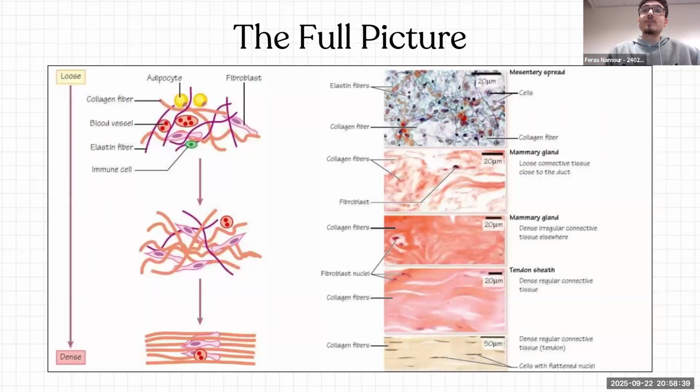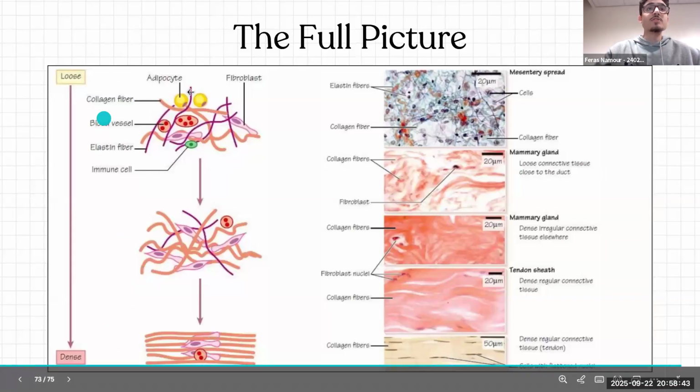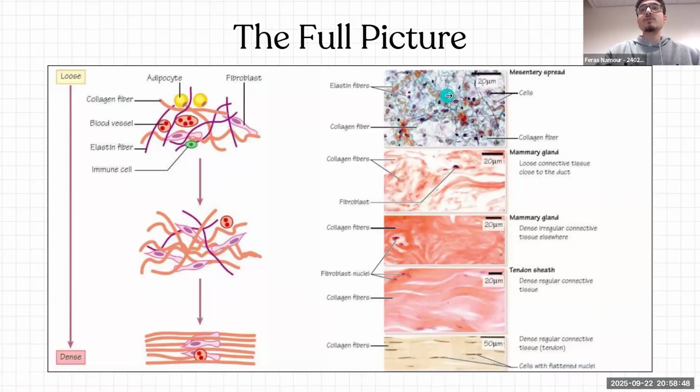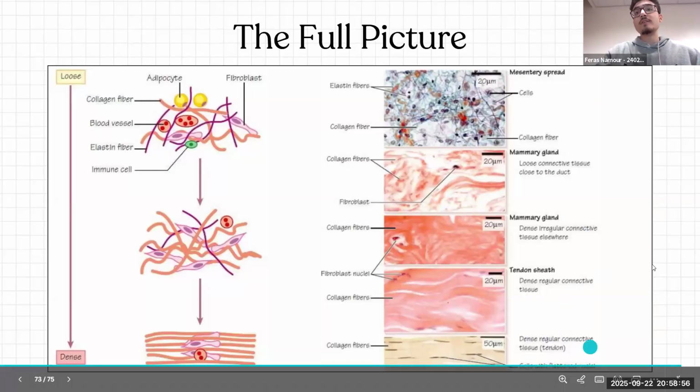It's the full picture. The more we go down, the more dense it becomes. This is loose tissue. This is somewhere in between. So this is loose areolar tissue. This is loose connective tissue. This is dense irregular. This is dense regular, and this is very dense, very, very regular.